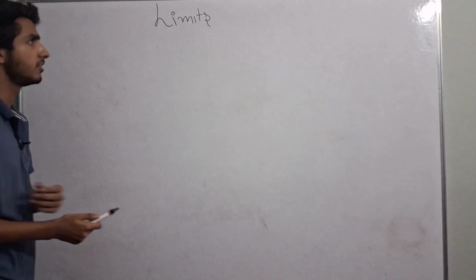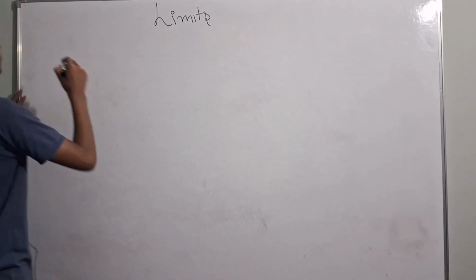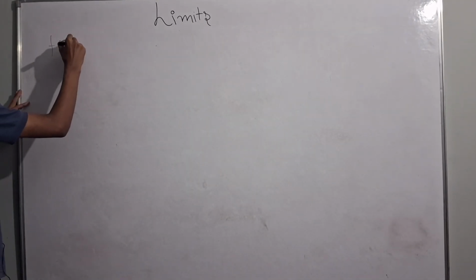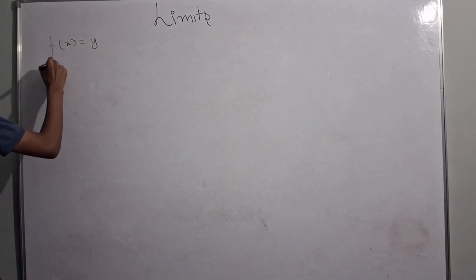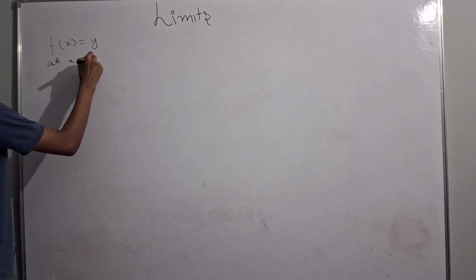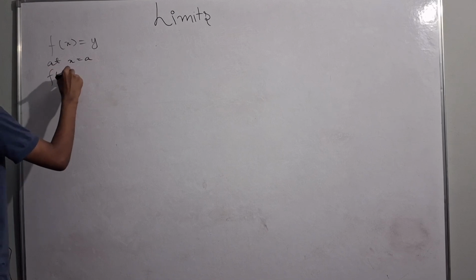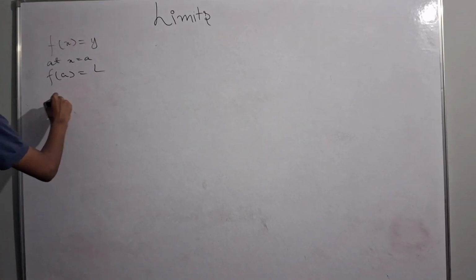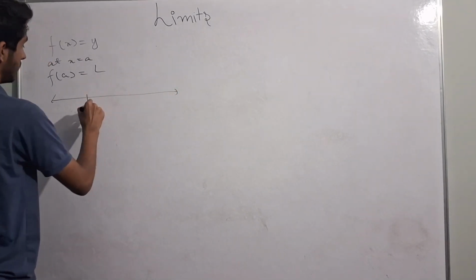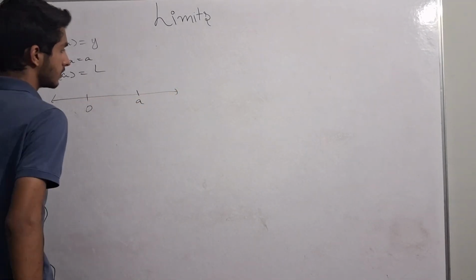So let's just start with limits. First we'll take a function. Function of x is equal to y. At point x is equal to a, we get function of a is equal to, let's say, L. So I'll take the number line. This is 0 and this is a.